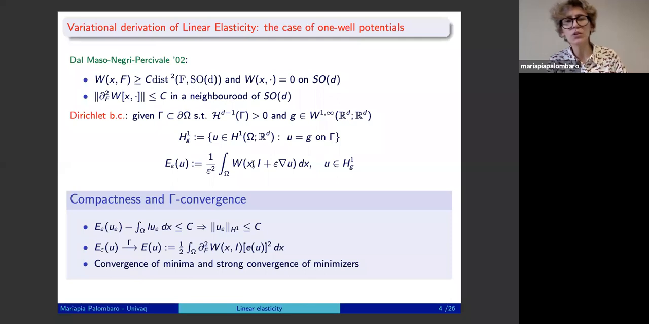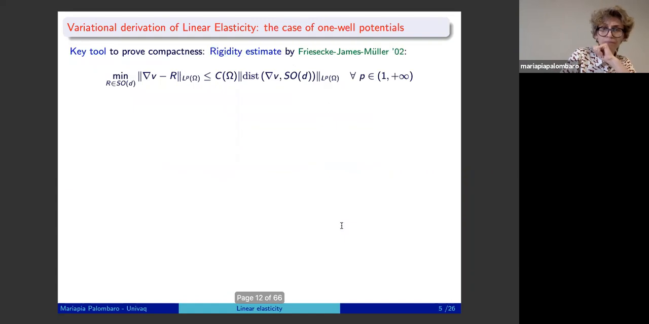This result appeared quite late, only in 2002, because until that time, this compactness property was missing. So the gamma convergence was not the hard part. What was missing until then was this compactness property, to prove that sequences with equibounded energy are compact. But at that time, the rigidity estimate of Friesecke, James, and Müller appeared, and this rigidity estimate turns out to be the key tool to prove compactness.